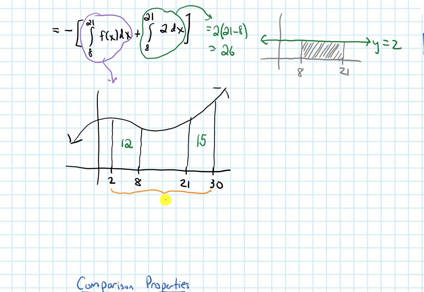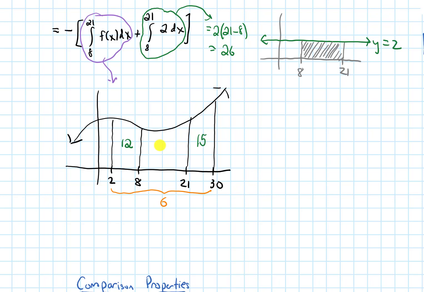So this whole area from 2 to 30 should be 6. And if you're looking at this and thinking, wait, that's weird, because that's 12 and that's 15, those already add up to 27, and that's way more than 6. So that's absolutely valid. But what that means is probably the graph didn't quite look like this. The portion between 8 and 21 probably went below the x-axis to give us a negative area. So it could add up to 6.